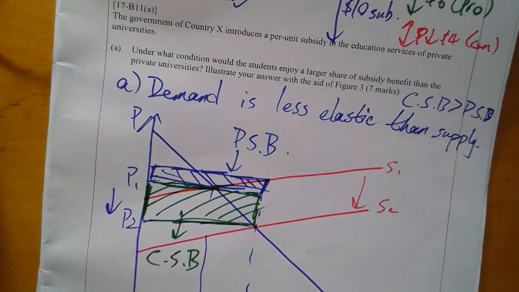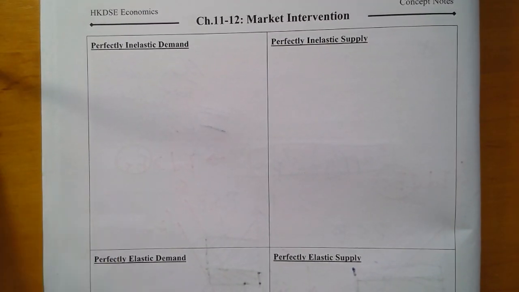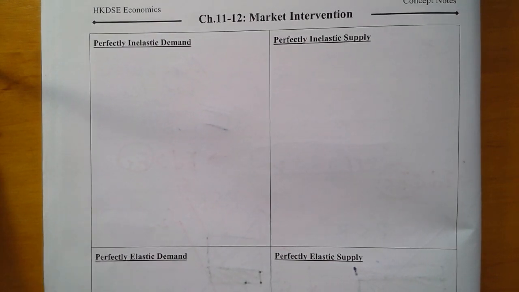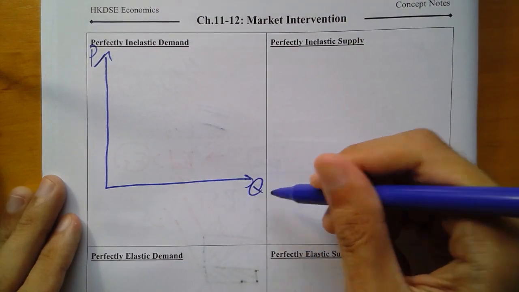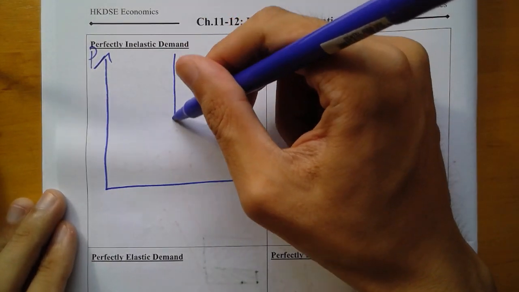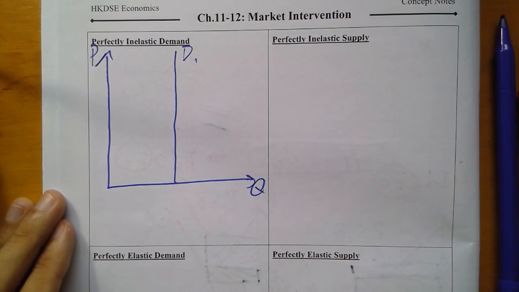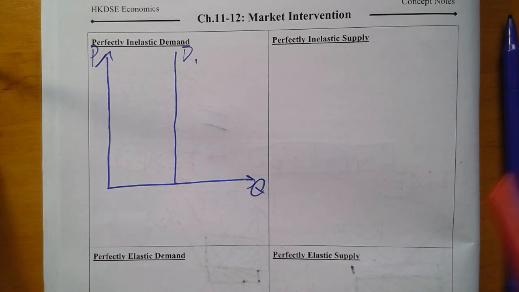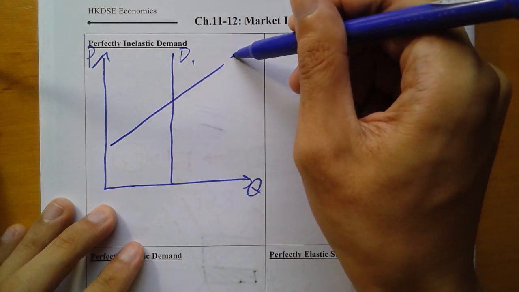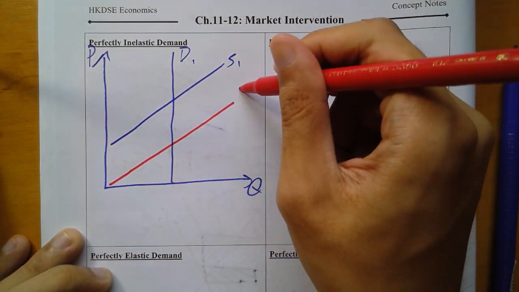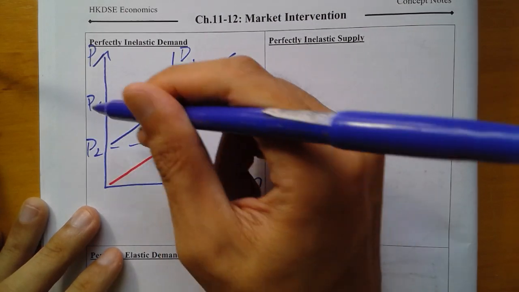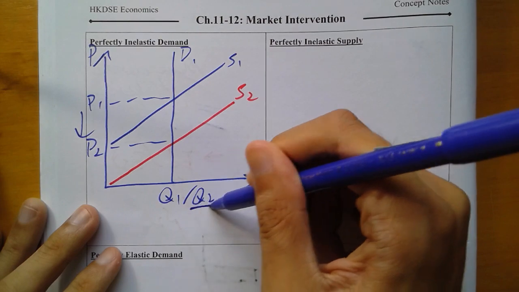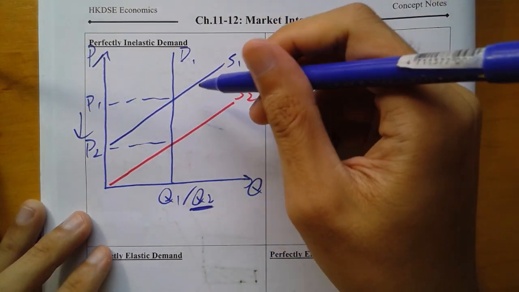Alright, now finally, for this chapter, the final thing we need to deal with would be the extreme cases. Okay, as usual, four extreme cases concerning perfectly inelastic and perfectly elastic. Let's do perfectly inelastic demand first, as usual, right? Now this time we are talking about perfectly inelastic demand. Therefore, this is our demand, perfectly inelastic. Now, let's draw the new supply here. This is our supply one. Now, subsidy, right? So, supply two. Then immediately mark down. This is our P1. This is our P2. This is also Q1 and Q2. Very important, right? Now, do you see the whole of the shift?